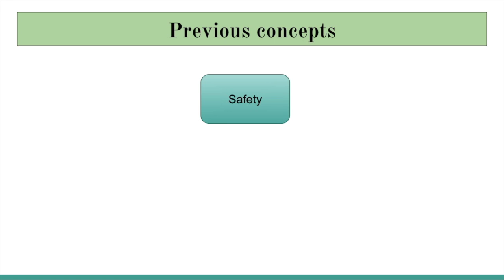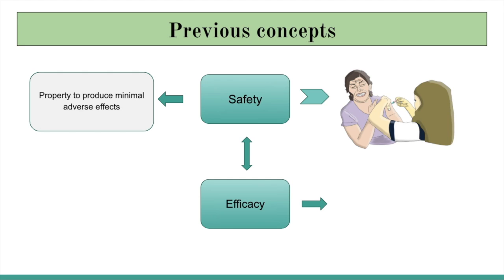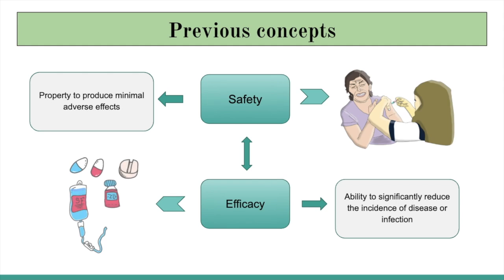In order to promote the free circulation and use of a vaccine, it's necessary that they maintain a balance between efficacy and safety. But what do these concepts mean? Safety, in terms of a vaccine, is the property of this vaccine to produce minimal adverse effects, as well as not generate serious adverse effects. Efficacy refers to the ability of the vaccine to significantly reduce the incidence of disease or infection.